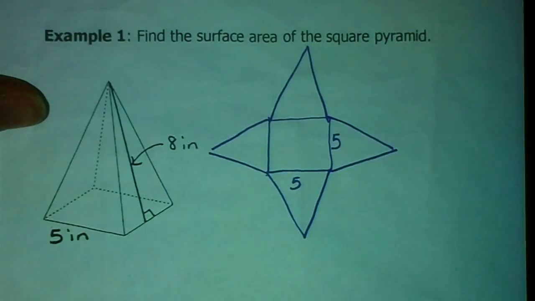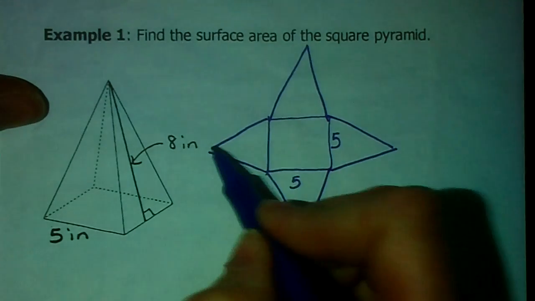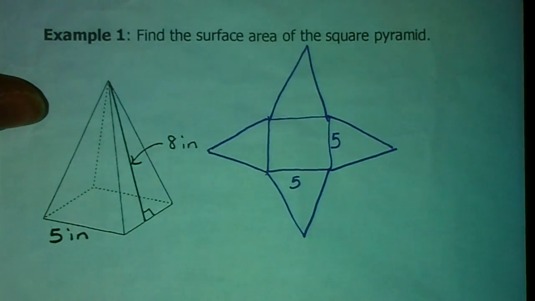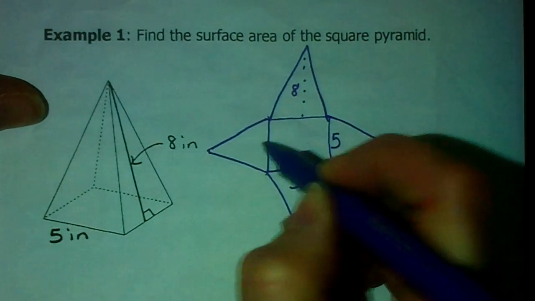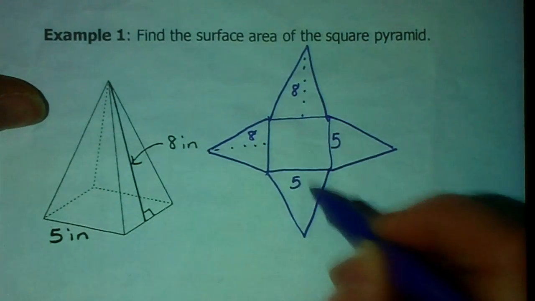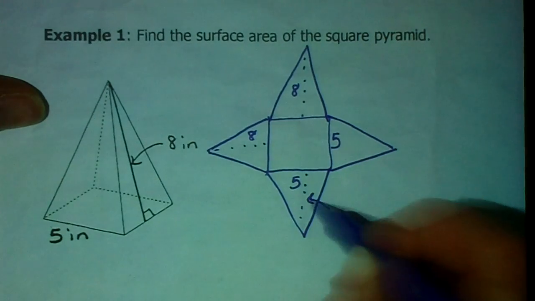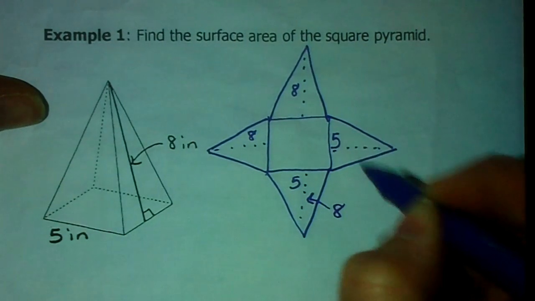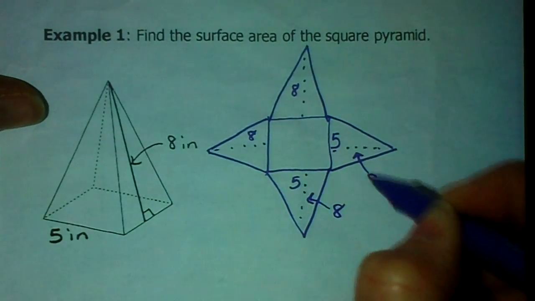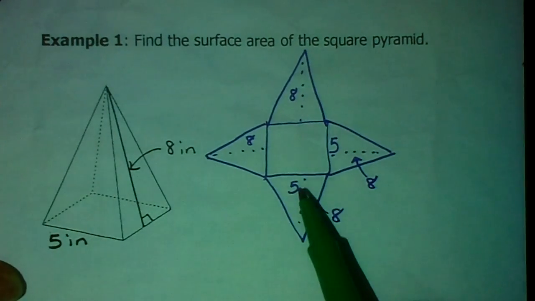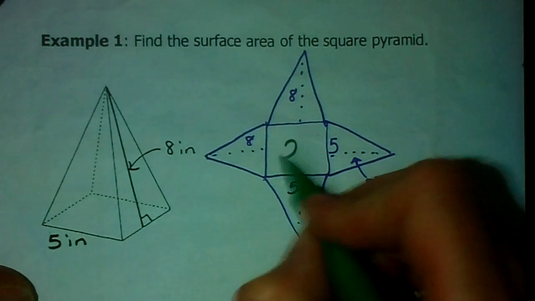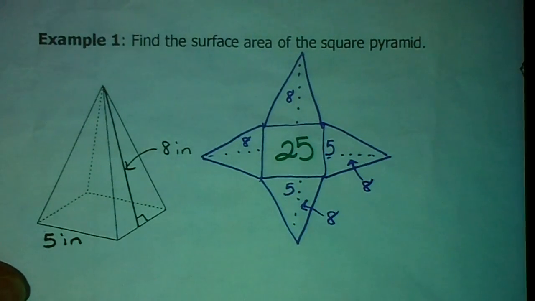All right, now we just need some dimensions to go in there. Okay, so it says here that the height of each of the triangles, and they're all identical, is 8. Okay, now all we need to do is find the area of each of these pieces. So remember that the area of a square or a rectangle is always just length times width. So 5 times 5, which means the area of the centerpiece is 25.